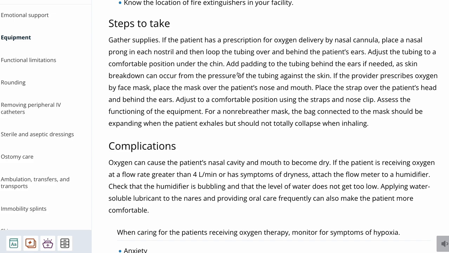Place the strap over the patient's head if they're having an adjustable face mask. But again, same thing, especially right here by the ears, it usually digs into the skin. So always look around the ears for people who are on oxygen.